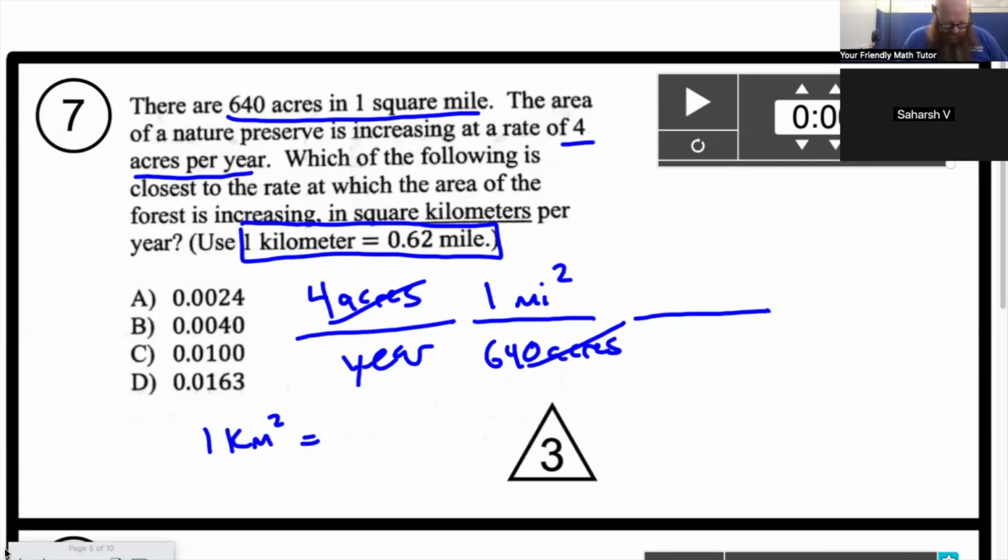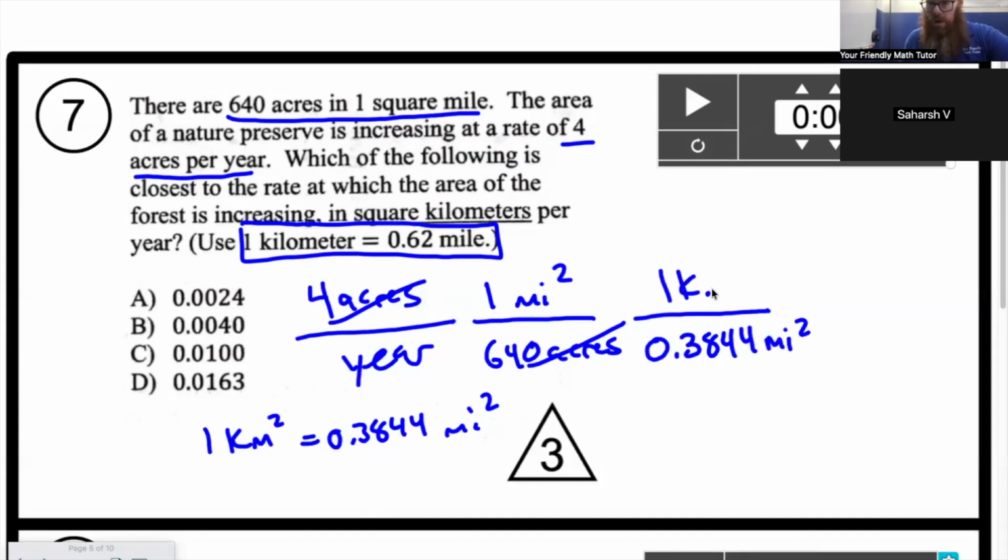Then I've got to do 0.62. So 0.62 squared is 0.3844, and then I'm squaring miles. So what happens is 1 kilometer is 0.62 miles, but a square kilometer is really 0.3844 square miles. And again, I'm getting this 0.3844 from squaring 0.62. So the conversion factor that I need to use is this 0.3844 square miles is equal to 1 square kilometer. Then I get the correct cancellation.